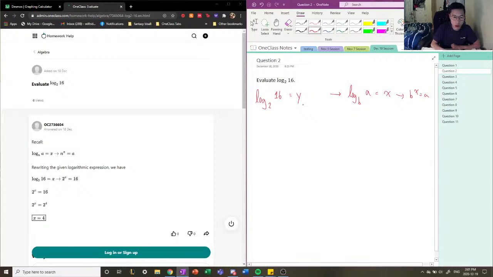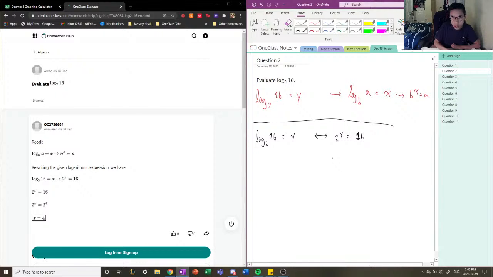So in this case, we're trying to look for the power that will make 2 to the power of something equal to 16. So log base 2 of 16 equals y is the same thing as 2 to the power of y equals 16. So we're looking for y. We're looking for the exponent.